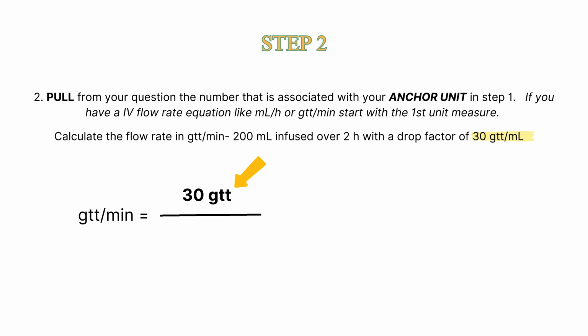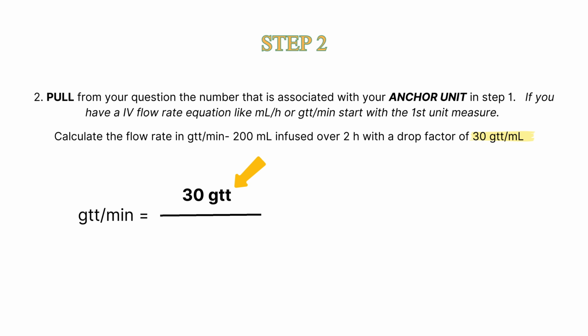Step two is you're just going to pull from your question the number that is associated with your anchor unit. I just want to note that if you have an IV flow rate equation like milliliters per hour or drips per minute, like we do below, you want to make sure you start with the first unit of measure. For example, if it asks for drops per minute, you're going to start with drops. If it asks for milliliters an hour, you're going to start with milliliters.